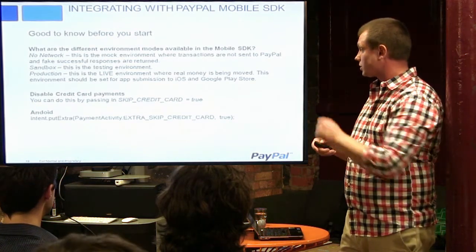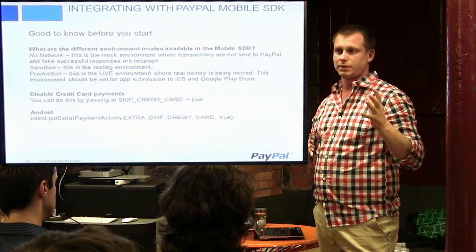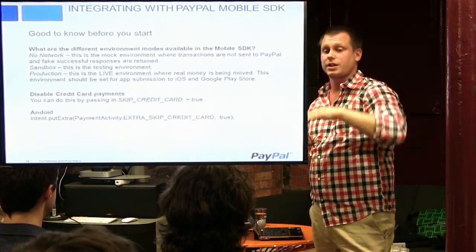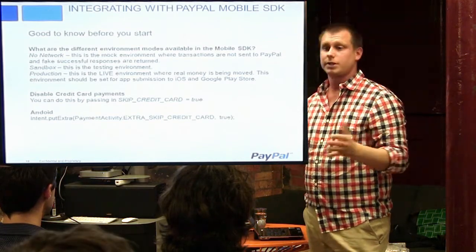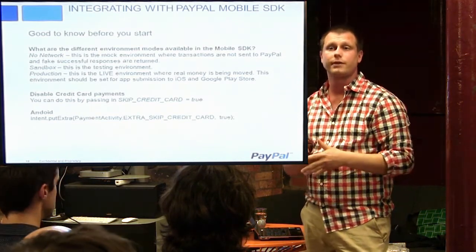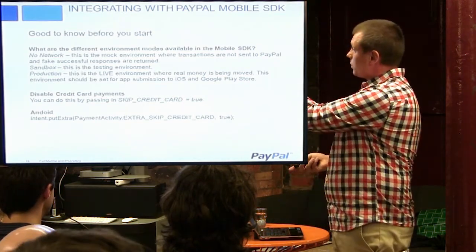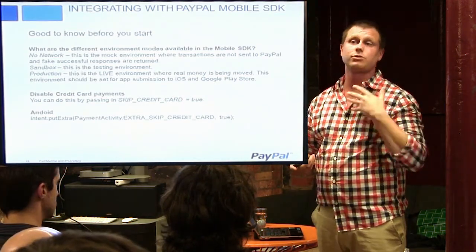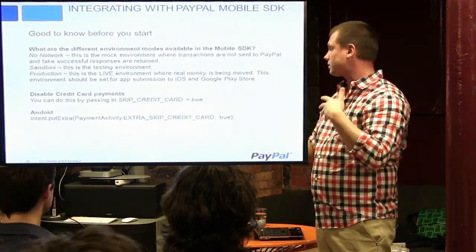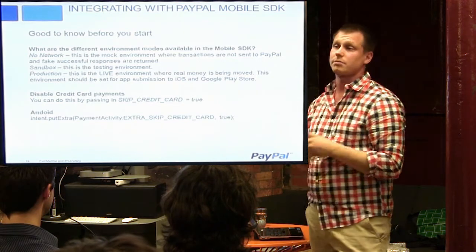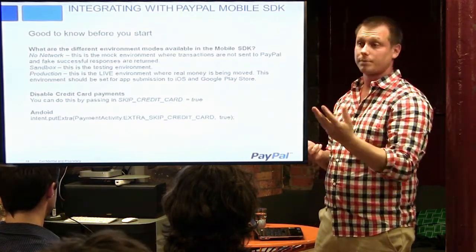Good to know before you start. When you work with the mobile SDK, you have three different levels of transactions. You have one called no network, which means you're mocking all the calls. So it's perfect in an offline environment, or if you have a continuous build to test everything. You also have a sandbox environment, which you use to transfer fake money between PayPal accounts. And you have production, which is real live production. That's what you're going to need when you submit to the App Store.